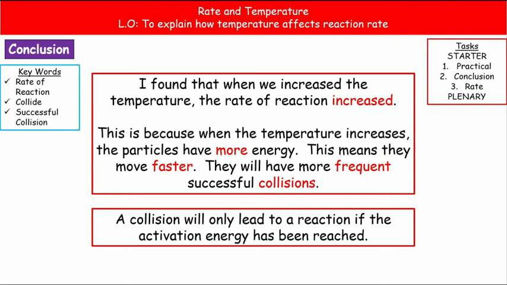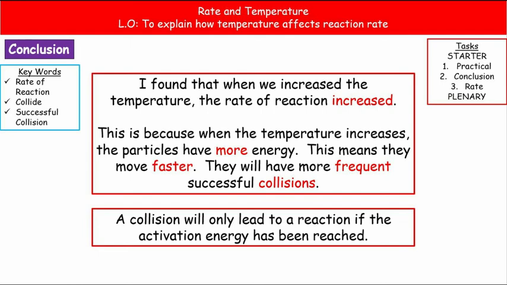What we actually find is, when we increase the temperature, hopefully we thought back to some of our earlier work and know that when things are hotter, particles gain kinetic energy. So that means they're going to be moving around much faster. The faster they move, the more likely they are to collide with one another, and it's likely to be a successful collision, because if they're colliding at a faster speed, then they are more likely to reach the activation energy. And note that little sentence at the bottom there, get this written down as well. A collision will only lead to a reaction if the activation energy has been reached.